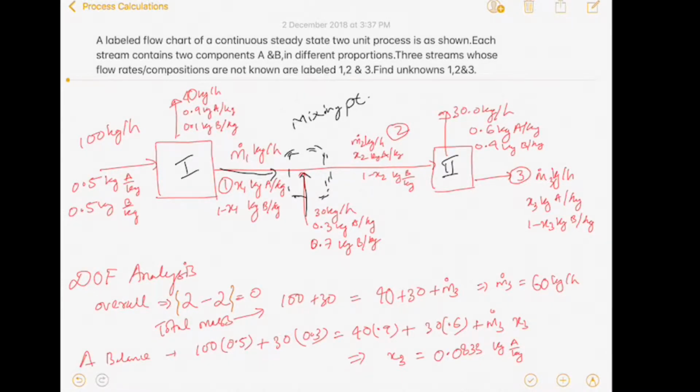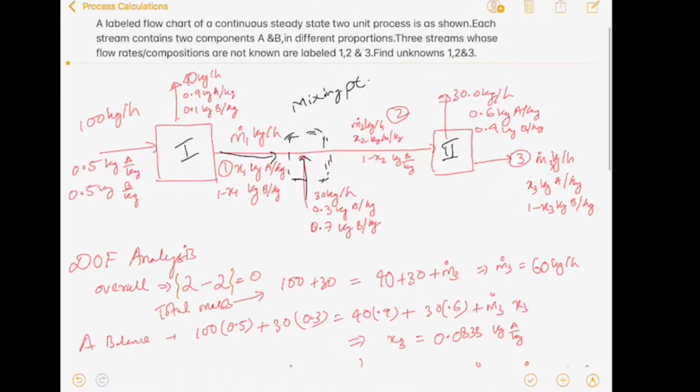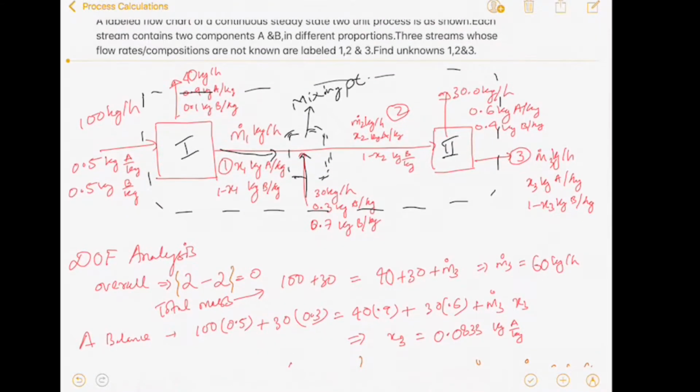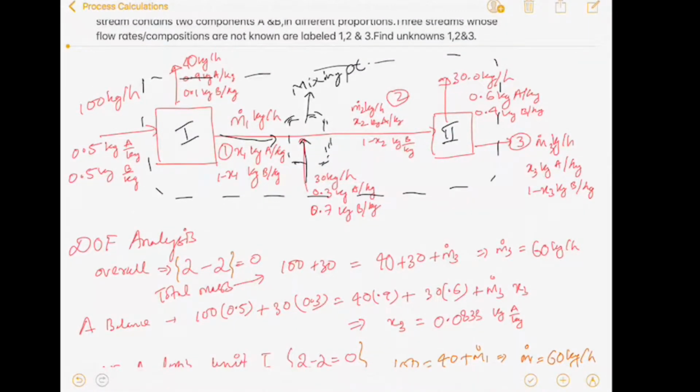The first and foremost thing, we do degree of freedom analysis. Here, as it is a 2-unit process and a mixing point, we need to choose the system. Choosing the system, one possibility is the overall system like this, and I denote this 1, this is 2, this is the mixing point. For the overall, if we see the degree of freedom analysis, it is 0, it's solvable.